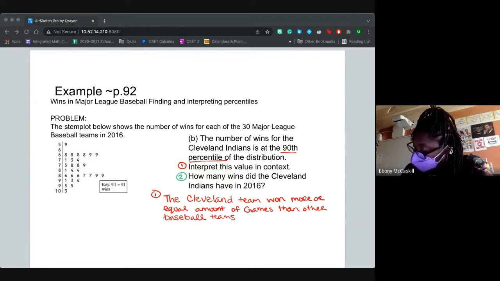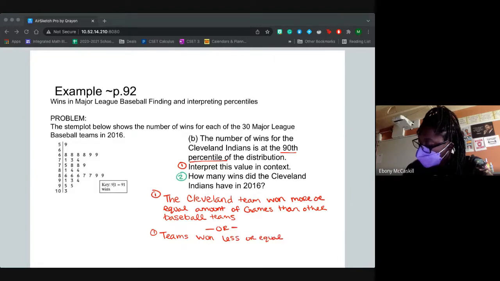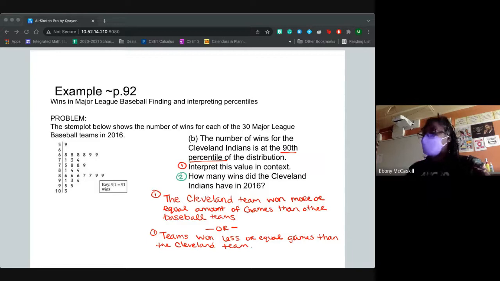Another way that you can say this would be that other teams won less or equal games than the Cleveland team. So notice how depending on who you're looking at, that's where you want to be cautious.